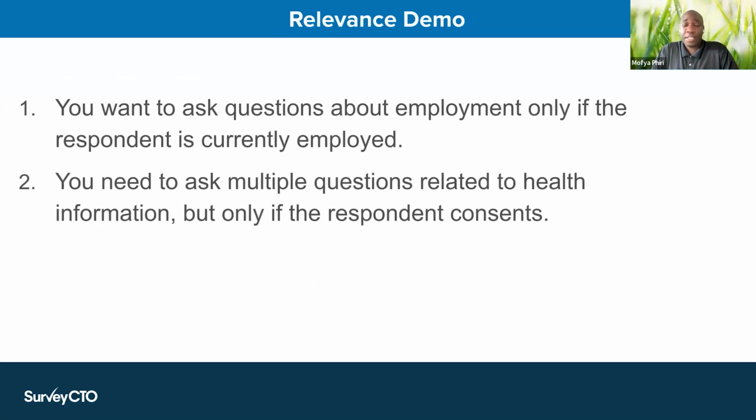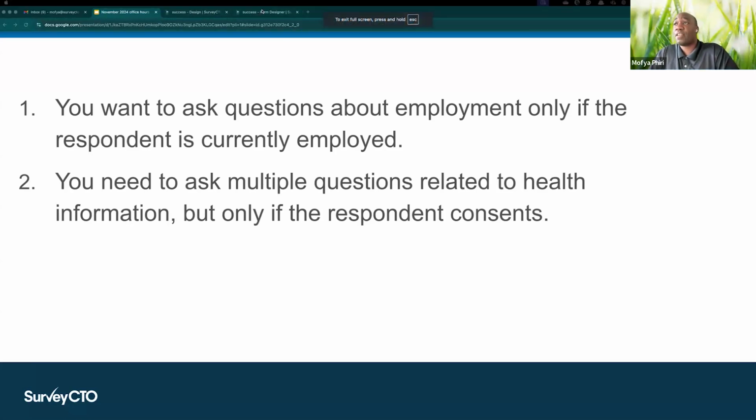Okay, so how exactly do we apply relevance? We have two examples here. We'll start by looking at how to show an employment-related question only when the respondent indicates that they're currently employed. Then we will look at how we can apply relevance to a group. So we're going to ask for consent, and then we have two small questions that will come after that, and will only show up if we have actually gotten consent. So let's see what this looks like in SurveyCTO.